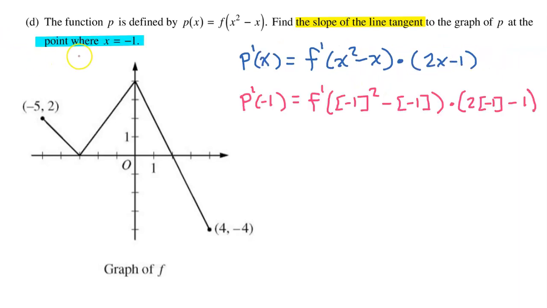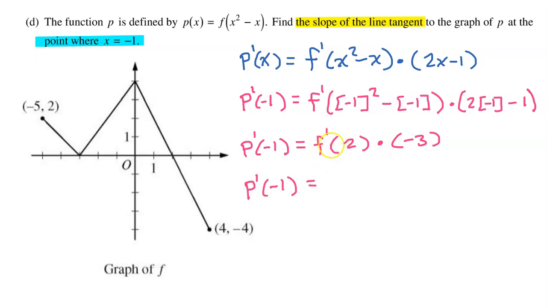We are asked to find the slope of the tangent line where x is equal to -1. So we need to evaluate p prime at -1. So here I have substituted -1 for all of the x's in the p prime of x expression. -1 squared is 1, and then we have 1 plus 1. So we have f prime at 2 times -2 minus 1, which is -3.